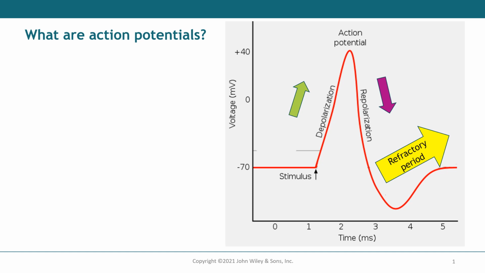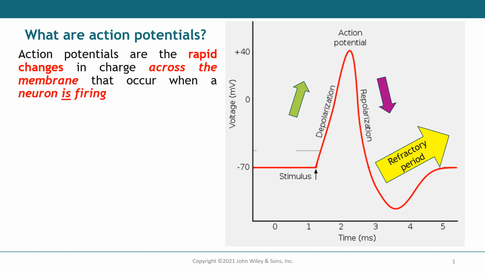Okay, so now that we know what an ion channel is, and what a membrane potential is, let's go back and try to understand what an action potential is. If you remember, we were talking about how action potentials are rapid changes in charge across a membrane. How do you do that? You have different ions across the membrane, and the rapid changes are due to ion channels that can open and move the ions across the membrane. And this happens when a neuron is firing.